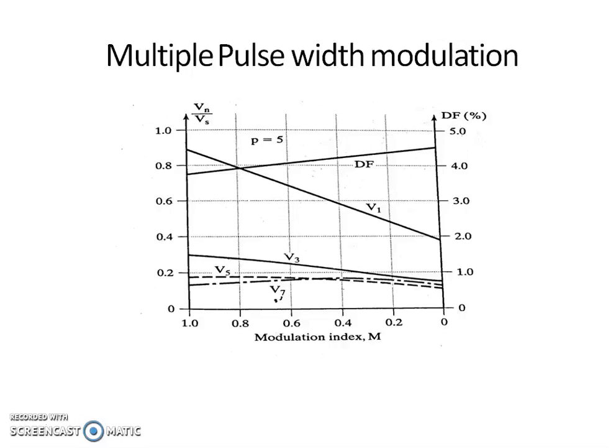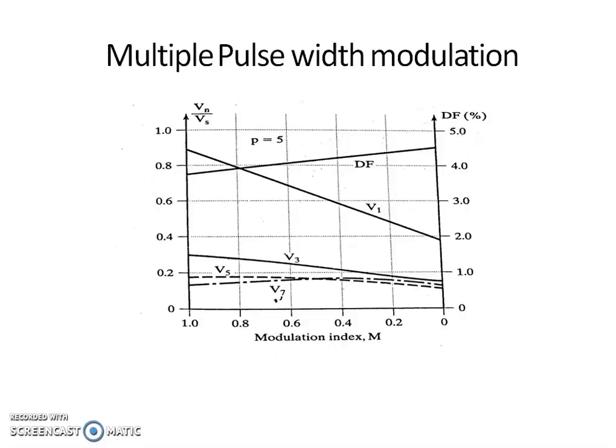Due to the symmetry of the output voltage along the x-axis, even harmonics are absent in multiple pulse width modulation. Only odd harmonics are present in the multiple pulse width modulation technique output voltage. Compared with the single pulse width modulation, we can reduce the magnitude of the lower order harmonics in multiple pulse width modulation techniques.